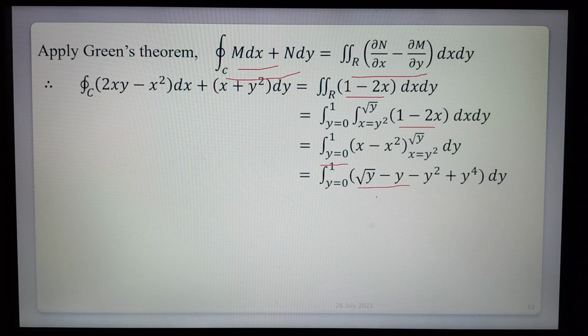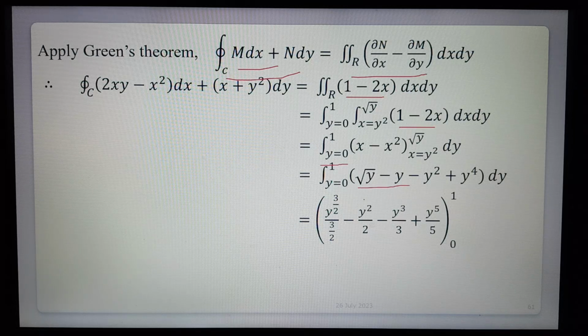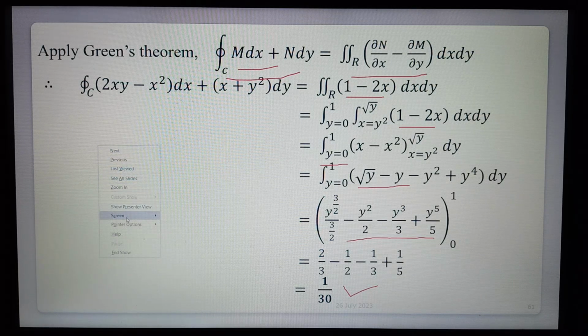Now integrating with respect to y: y power 3 by 2 divided by 3 by 2, minus y square by 2, minus y cube by 3, plus y power 5 by 5. Substituting the limits 0 to 1, that is 2 by 3 minus 1 by 2 minus 1 by 3 plus 1 by 5. That is equal to, after simplification, 1 by 30. So this is the required value of the given line integral by using Green's theorem.